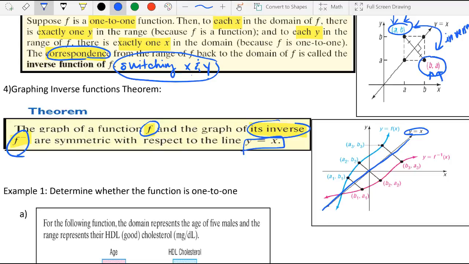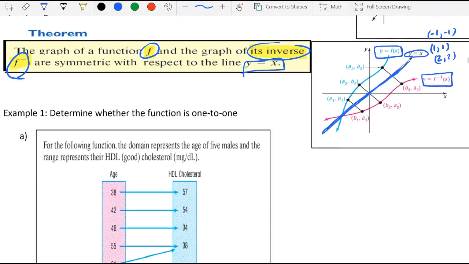That means if x is 1, y is 1. If x is 2, y is 2. If x is -1, y is -1. They are exactly the same. The graphs are symmetrical, meaning here's my original f, and here's its inverse. They are reflected over this line. So if you are provided with two graphs and they are reflected over this line, then the two functions are inverses of each other.